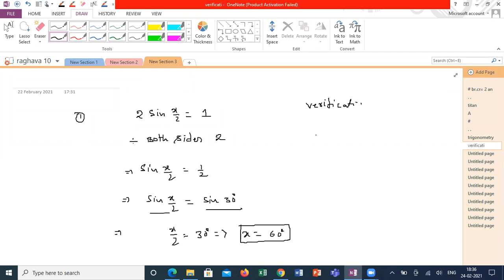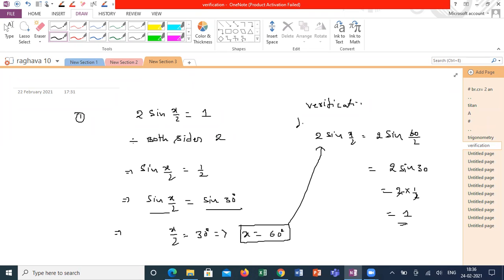How I can verify? It's very simple. Take the given question and substitute the answer here. This is 2 sine 30. So 2 into 1 by 2, 2 cancel. The answer is 1. So I'm taking LHS. If your answer is correct, you can prove LHS is equal to RHS after substitution.